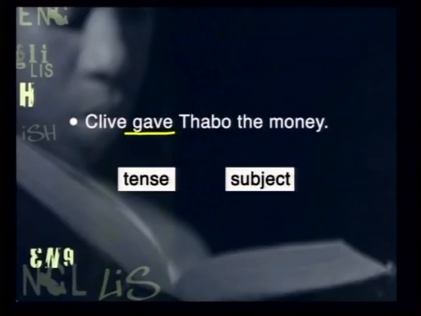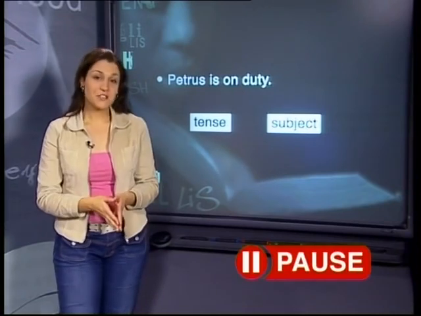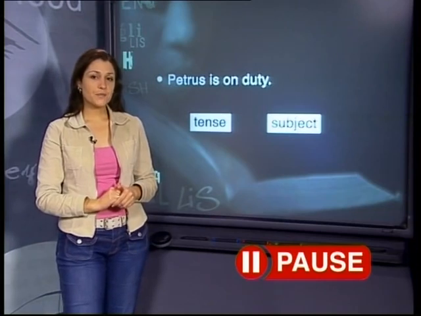And lastly, to find the subject, we have to ask who gave, and we get the answer Clive. Clive is the subject, so we can say that gave shows tense and has a subject, so it is therefore a finite verb. Beatrice is on duty. This one is a bit tricky. See if you can figure out the answers before I tell them to you.